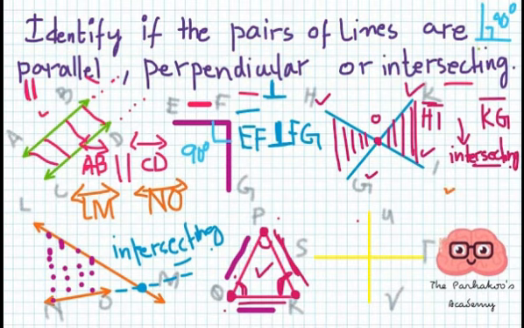Now let's see this one. Here if you see UV and ST, they are meeting at a specific angle, which is a 90-degree angle. So ST is perpendicular to UV.